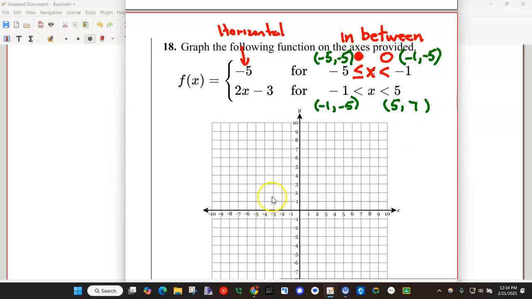So for those, I can very clearly start and stop at negative 5 down here. That's going to be a solid. And then I'm going to have an open at here. You can see how these two are the same. They don't have to start and stop at the same point. It's okay if they're not connected. And then from here to 5, 7. So I'm going to go to 5, 7, and that's going to be an open dot.